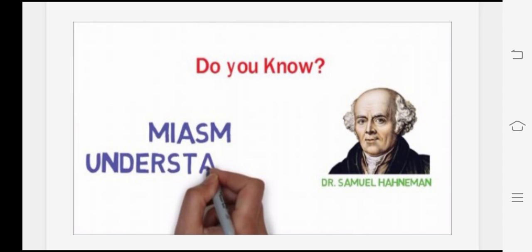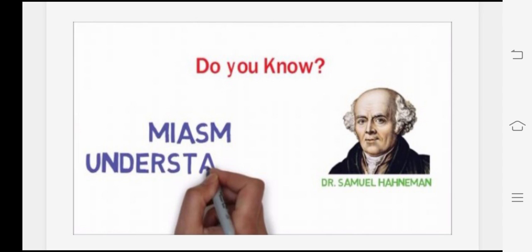And they supposed predispositions to a particular disease, either inherited or acquired. These are supposed to be predispositions to a particular disease condition that may be inherited or acquired. So this is the word meaning or definition of miasm in general.